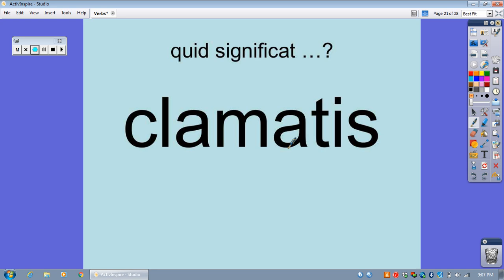Clamatis, you know clamat means to shout, but now you've got T-I-S. Now, don't be fooled just because it ends in S. You might think it's you singular, but T-I-S is second person plural. You have to look at the whole ending there, so that would be y'all. Y'all are shouting.